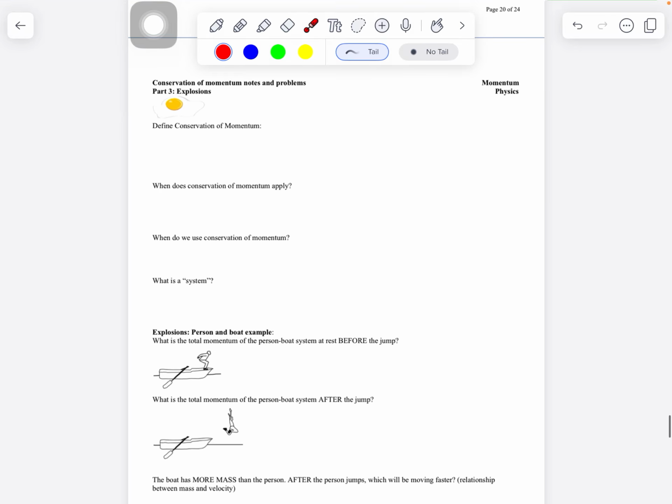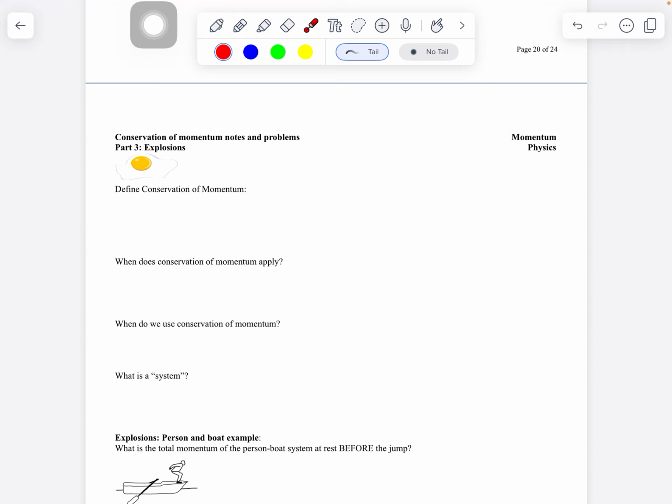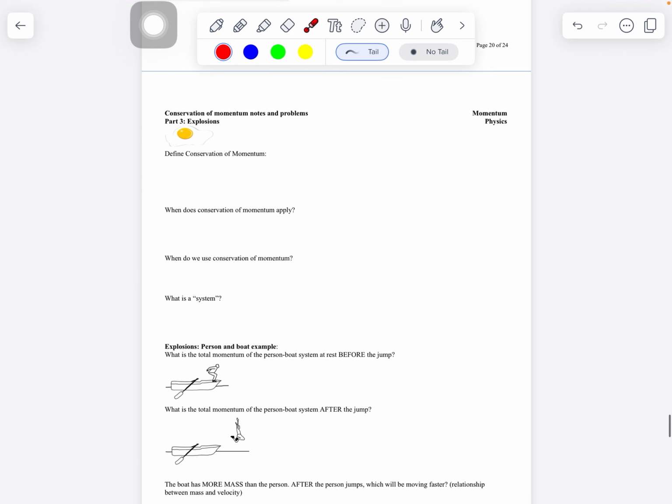Alright, let's look at our last notes for the unit, our third type of collision. This one, you might say, well, this isn't really a collision, it's an explosion. It still counts as a collision for conservation of momentum purposes, where momentum's always conserved for a collision, and explosions do count as a collision.